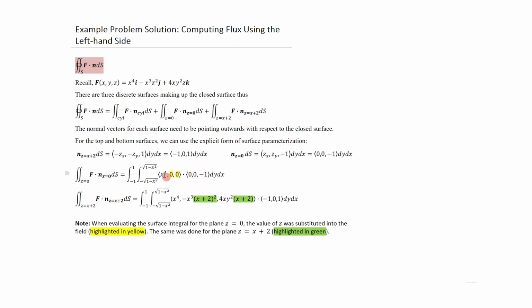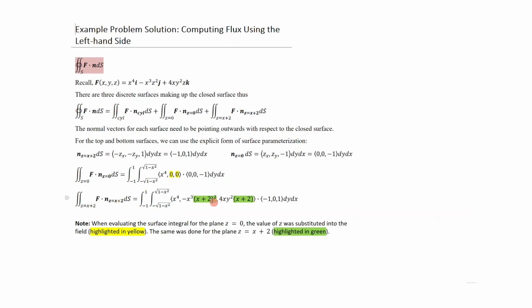And (0, 0, -1), this dot product has to be computed, and this is integrated over the region of the circular disk. For the top surface, again, we have the circular disk. But in this case, z is equal to x + 2, so we have to substitute in here z equals x + 2, and z here as well, x + 2, which is this one here. And then just carry out the dot product, and then this can be simplified into an expression.